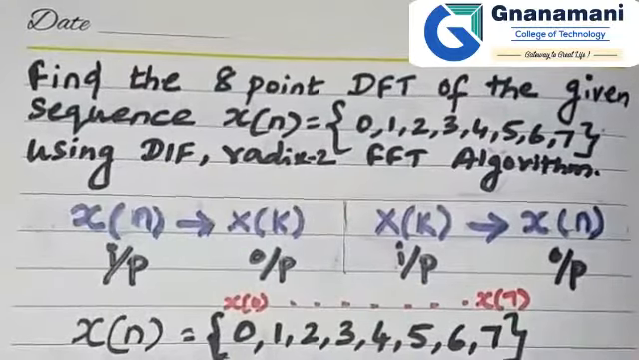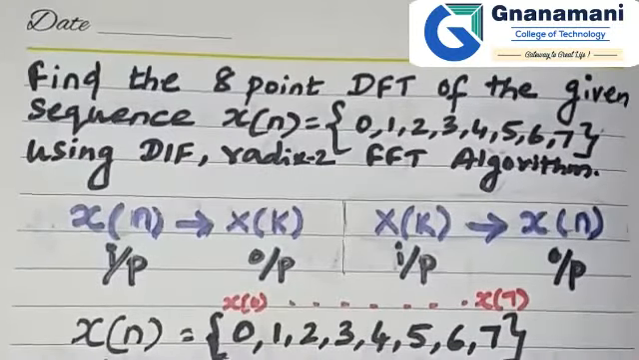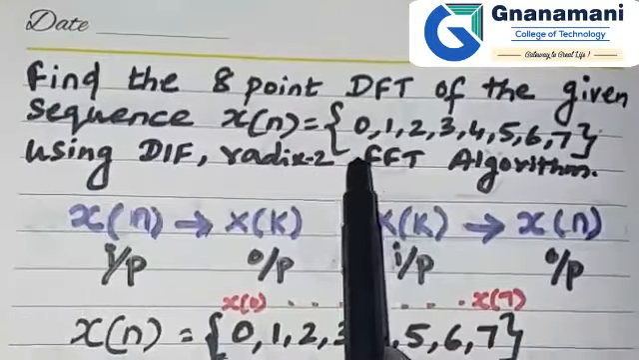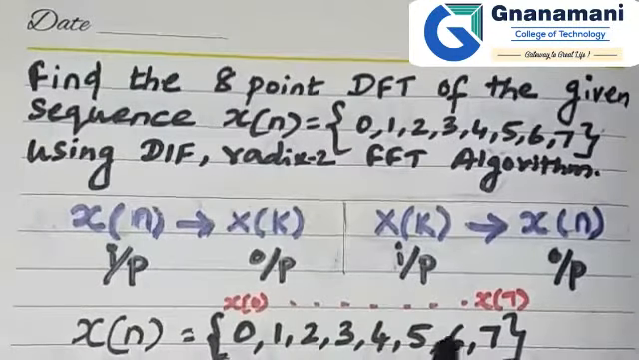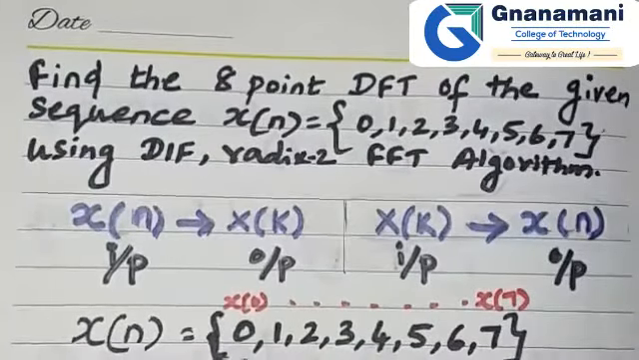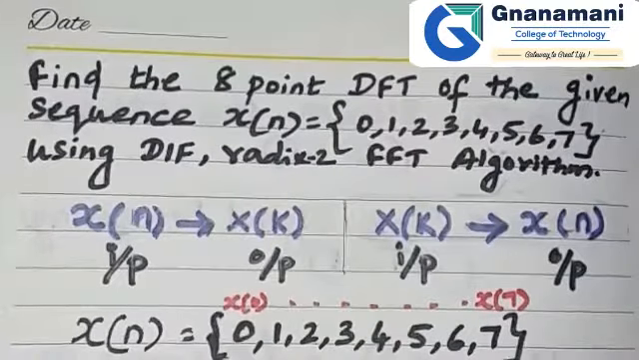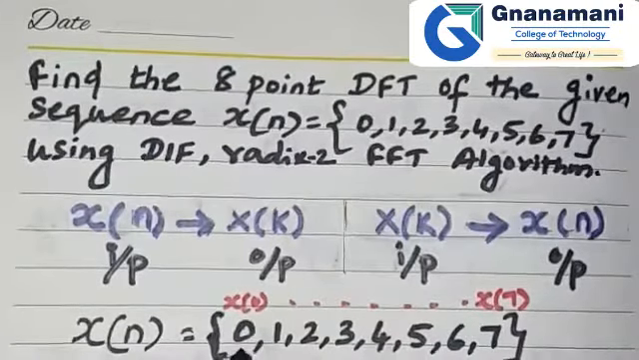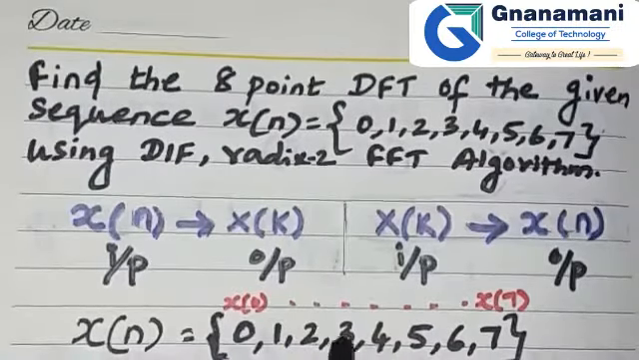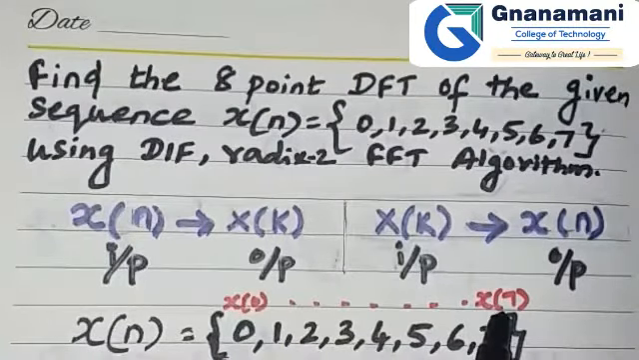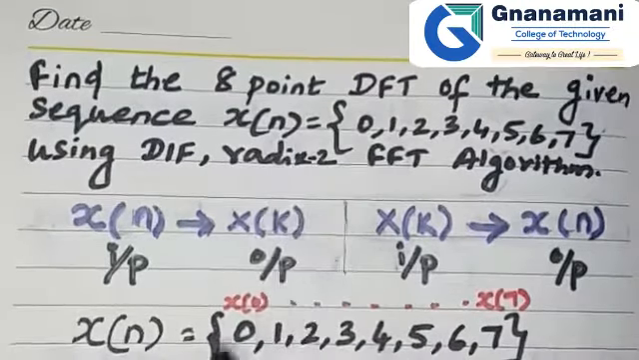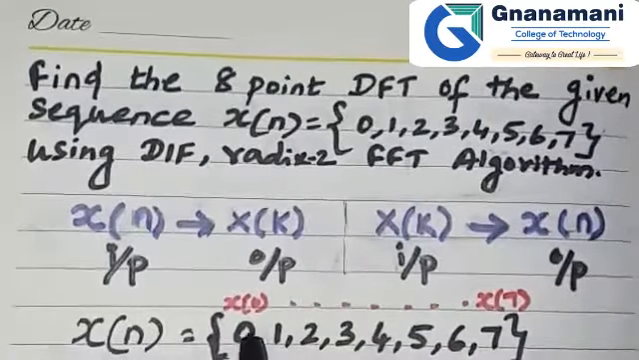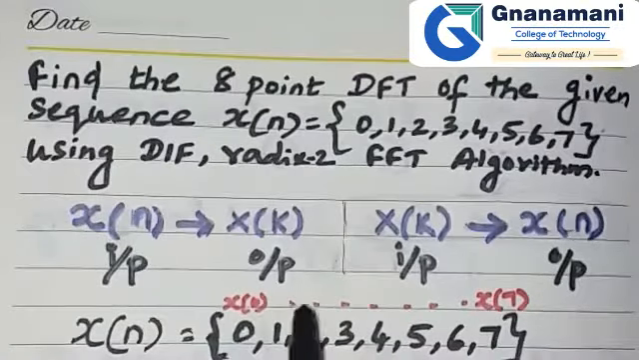First step, for x of n, you should take the same sequence given in the problem. x of n is equal to 0, 1, 2, 3 up to 7, and you have to make note of each sample given in the particular sequence, say x of 0, x of 1, x of 2, x of 3 up to x of 7. So you have a total of 8 samples since it is an 8-point DFT. First you have to make note of each and every sample.